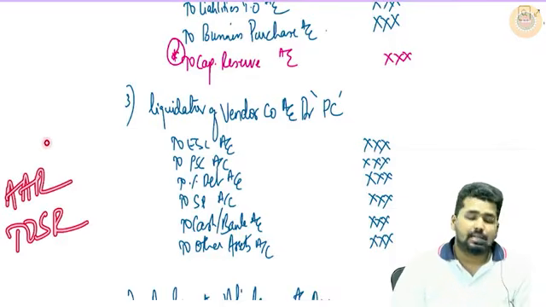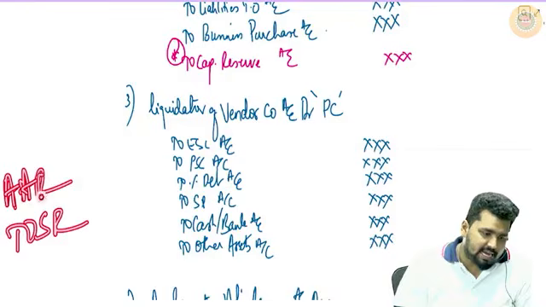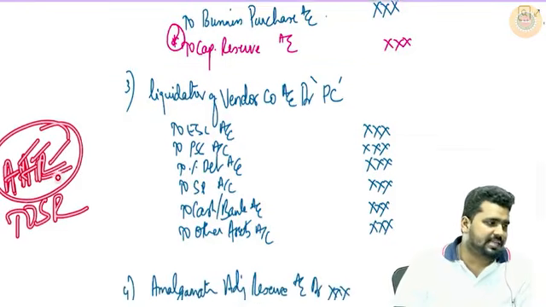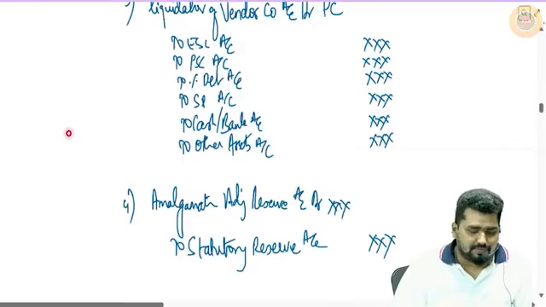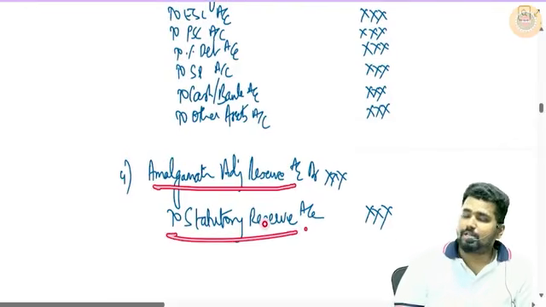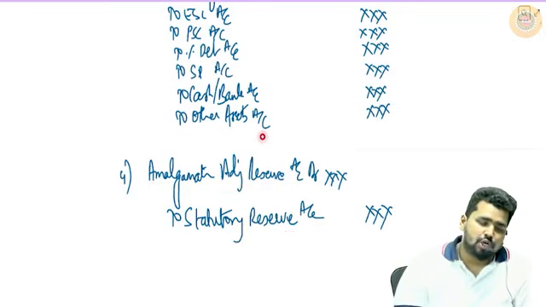AAR. What is that? Amalgamation Adjustment Reserve. This is a temporary reserve which is created for the purpose of AS 14, nothing other than that. Clear? Amalgamation Adjustment Reserve Account debit to Statutory Reserve. For the next 3 years, you have to show this in your balance sheet.